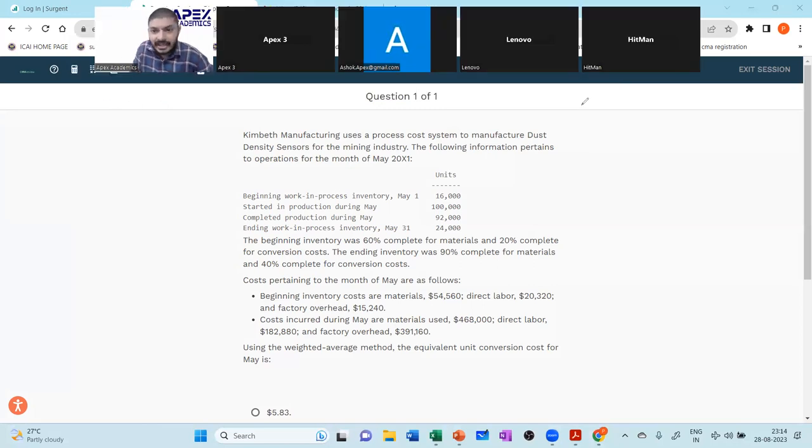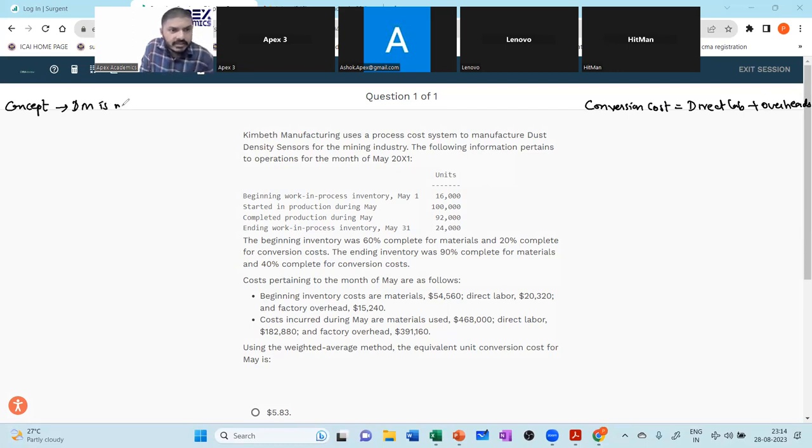The first concept is that conversion costs are for direct labor and overheads. Conversion cost does not take into consideration materials. You should know this as a concept. We have discussed this ample number of times. What is the concept? That direct material is not included in conversion cost. I want this to be drilled into your brains right now. It has to go into your mind. The direct material is not a part of conversion cost.